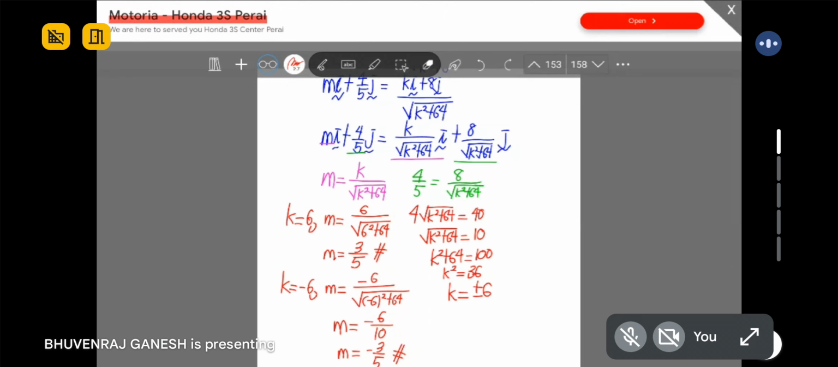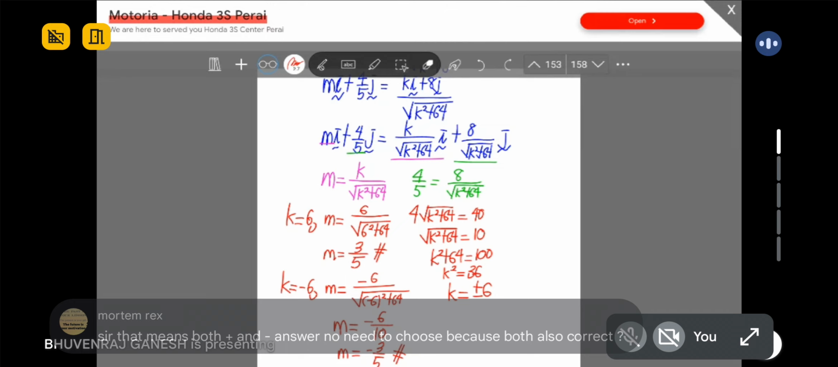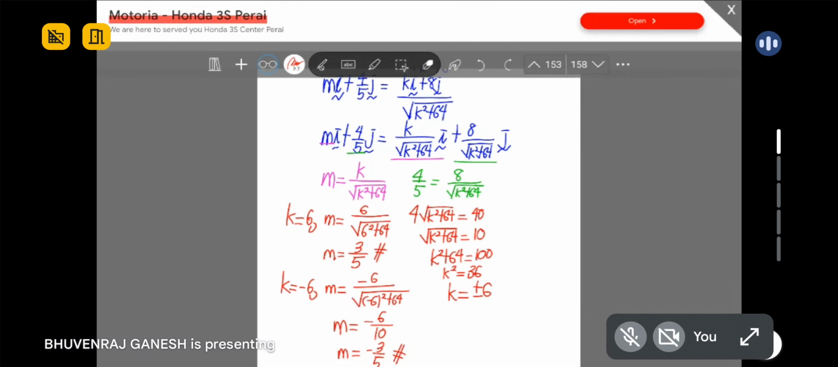The next concept is a more applicable concept after this. After this is more on daily life questions, guys. All this is the basics in vector that you guys study. Now it is more towards daily life. The coming question is a daily life question. That means both positive and negative answers, no need to choose, because both are correct. Yes, correct. So you accept both, basically.